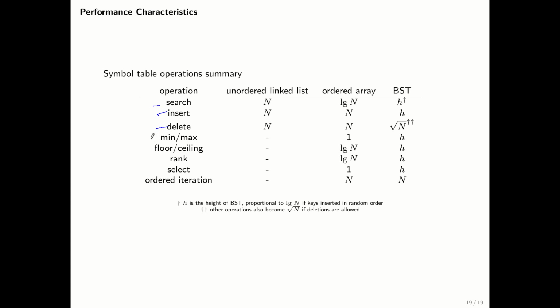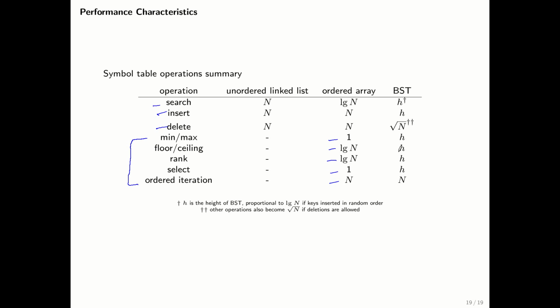Okay, what about these operations? So these are all ordered operations. These are simply not allowed here. We cannot implement ordered operations with an unordered linked list, right? Whereas with an ordered array, we could implement all these operations. So min max is a constant time operation. Floor, ceiling, and rank are logarithmic operations, and select is a constant time operation. All right, an ordered iteration is proportional to n, because here we have to look at all the keys in the symbol table.